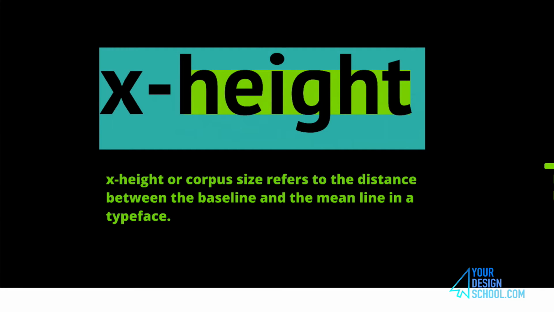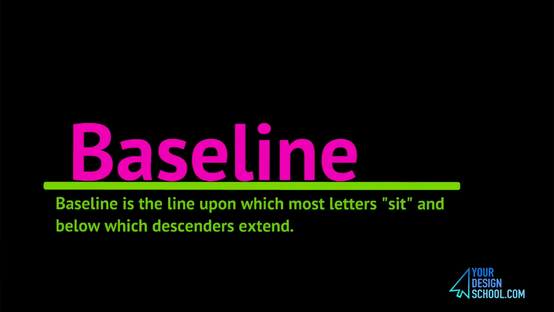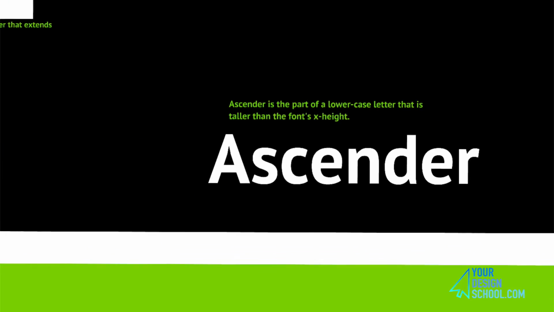Okay, so you've got cap height and X height. So the baseline is what all of the type sits on. It's the line on which most of the letters sit. So you have a baseline that those kind of things sit on. Otherwise, the writing would be up and down all over the shop. So we've got ascenders and descenders next.